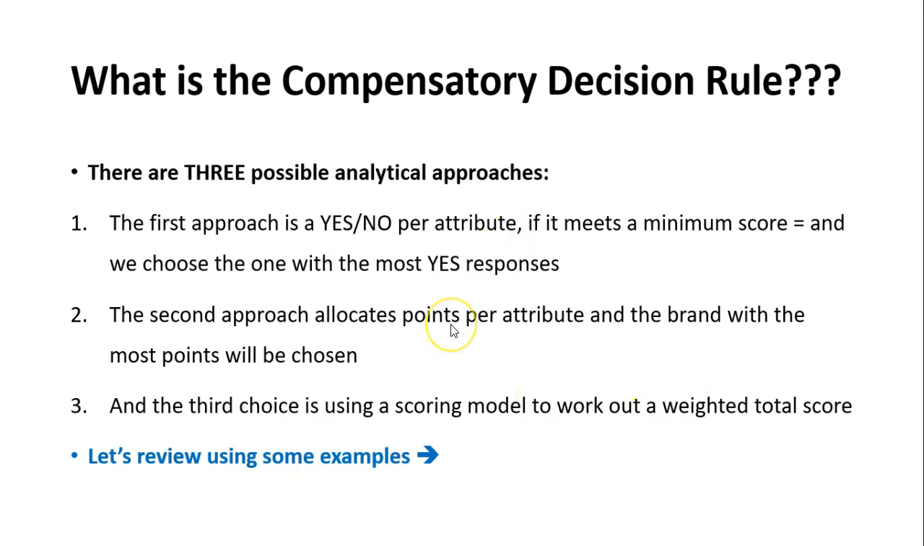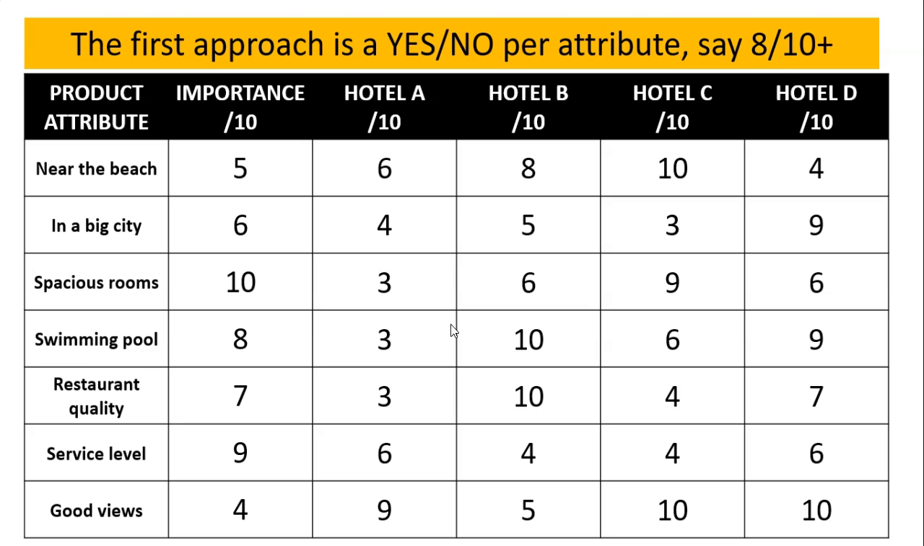So let's have a look at using examples. The first is yes-no per attribute, and we want at least 8 or more out of 10. So we start here, we're going to go through all of them. Near the beach, is that 8 out of 10? No. So that's a no.